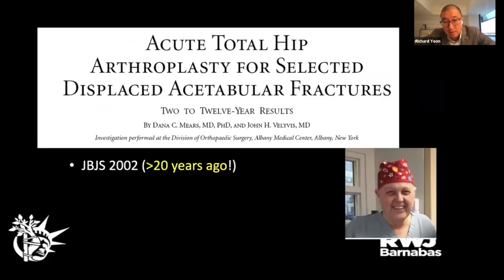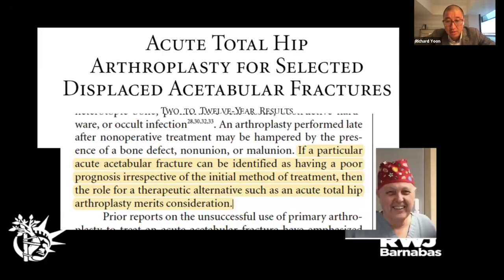If you haven't read this paper, this is a classic article by Dana Mears out of Albany. He's the godfather, the OG of acute acetabular fracture when it came to acute total hip for displaced acetabular fractures, and he published this long-term longitudinal study over 20 years ago. So you have to go into your archives for this. The defining outcome is that if you have an acute fracture and it has a poor prognosis, irrespective of the initial treatment, you should really think about putting a total hip in. This was really ahead of its time.